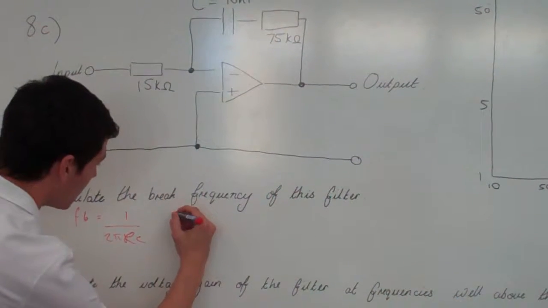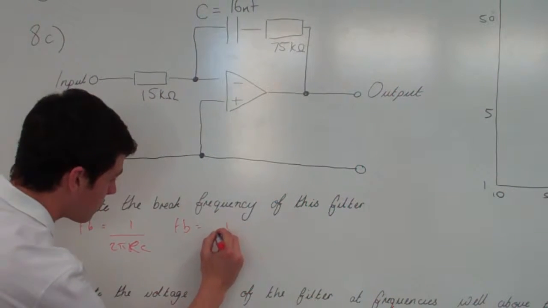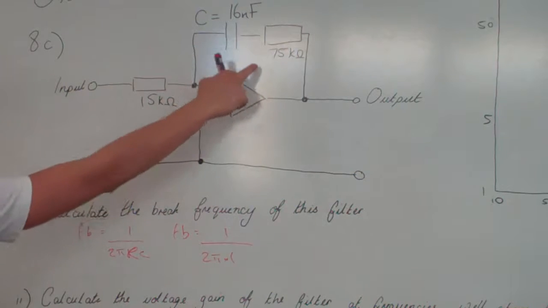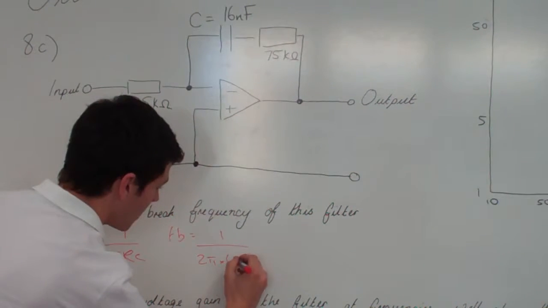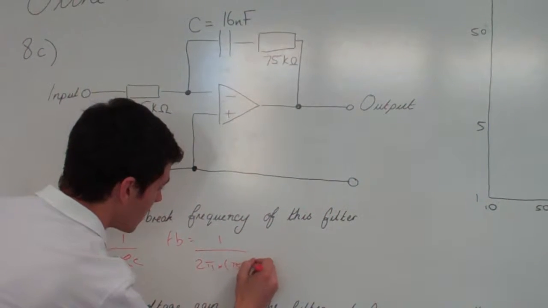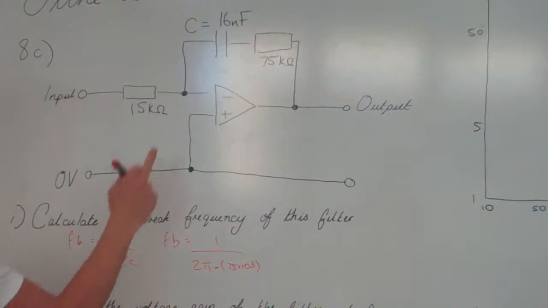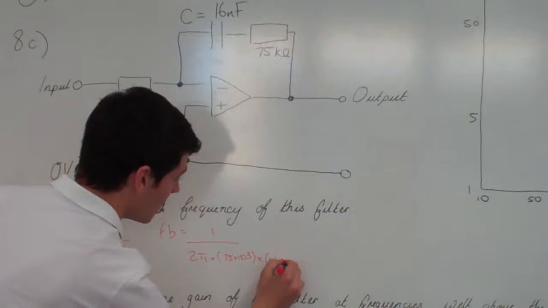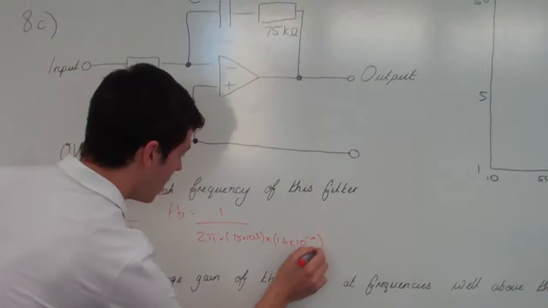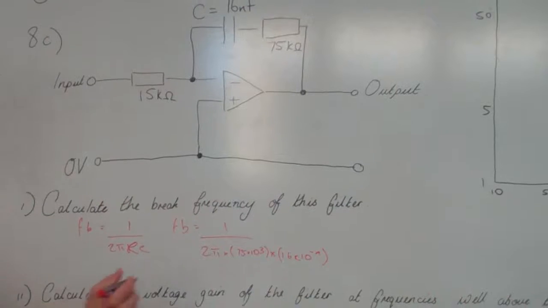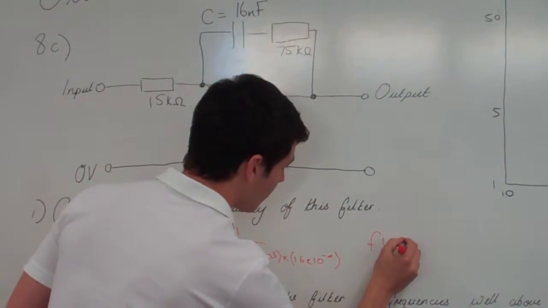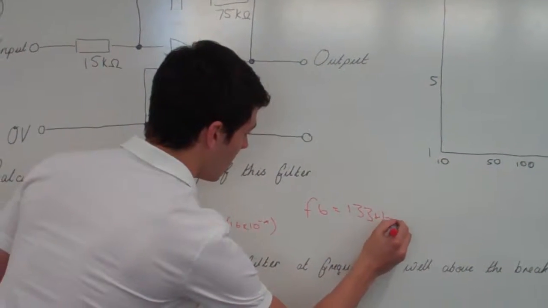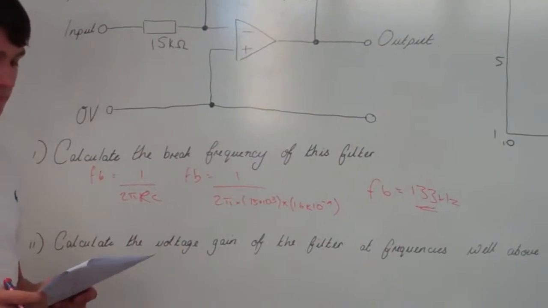So FB, break frequency, is equal to 1 over 2 pi times the resistance value. We're going for this one, 75 times 10 to the 3. Capacitor value is 16 nanofarads. Nano is to the minus 9. So we plug that into our calculator. We get break frequency to be 133 Hertz. That's the first part there.